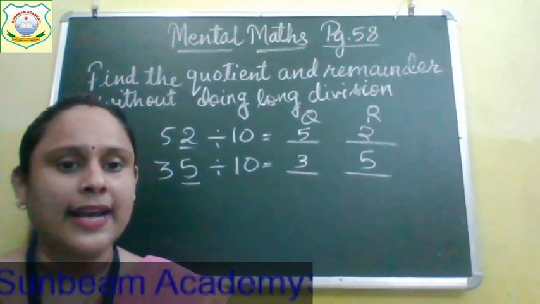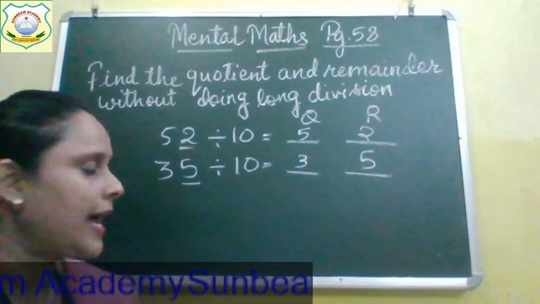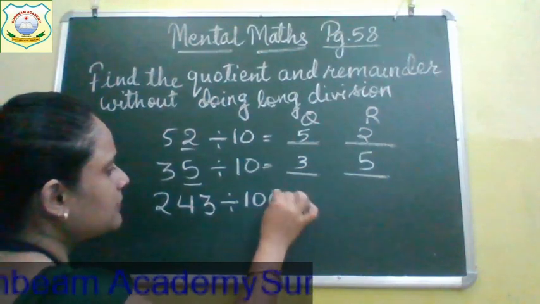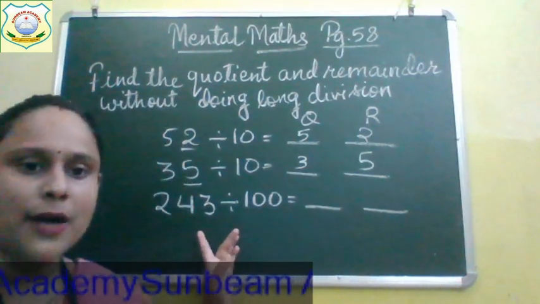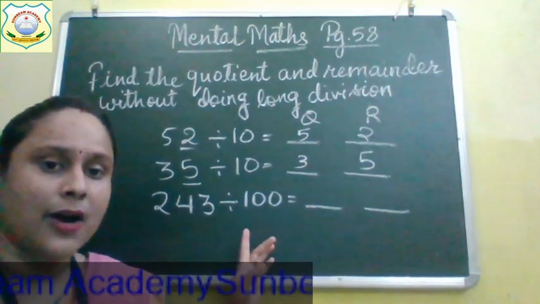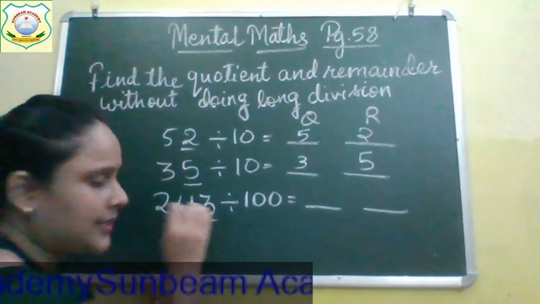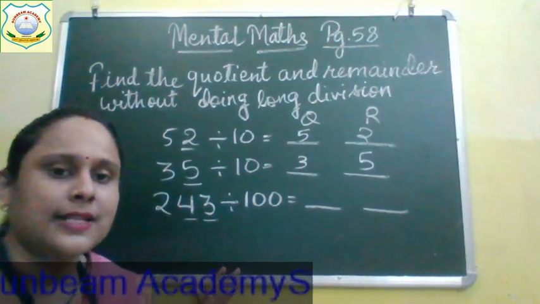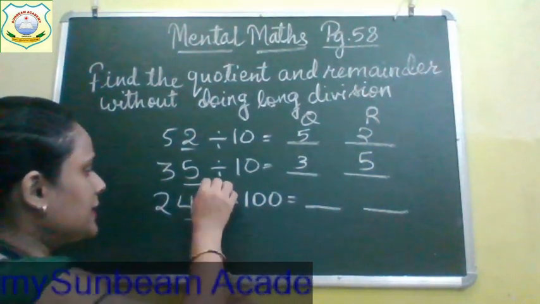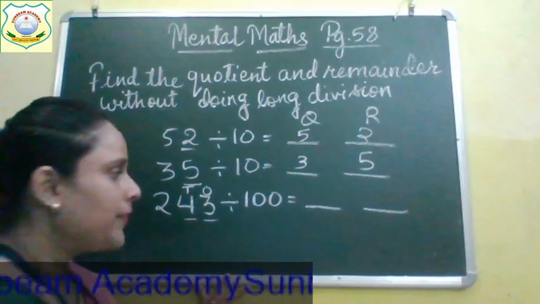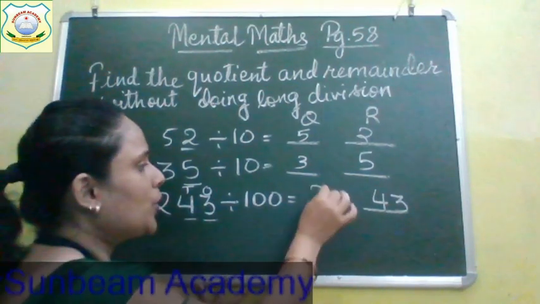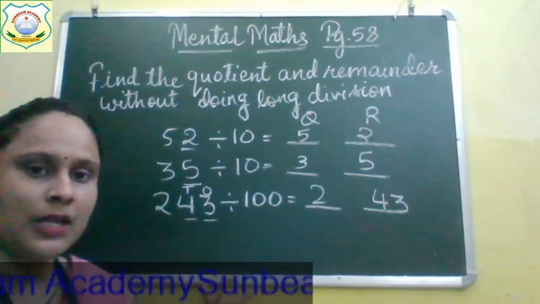If we have to divide any number by 100, then let's see what will happen. Suppose the number given to you is 243 divided by 100. Without the long division method, how do we get the quotient and remainder? Here, children, we will take two places, tens and ones. The number in the tens and ones place will become the remainder. Which number is there in the tens and ones place? 43. So 43 will become the remainder and the remaining number, 2, will become the quotient.